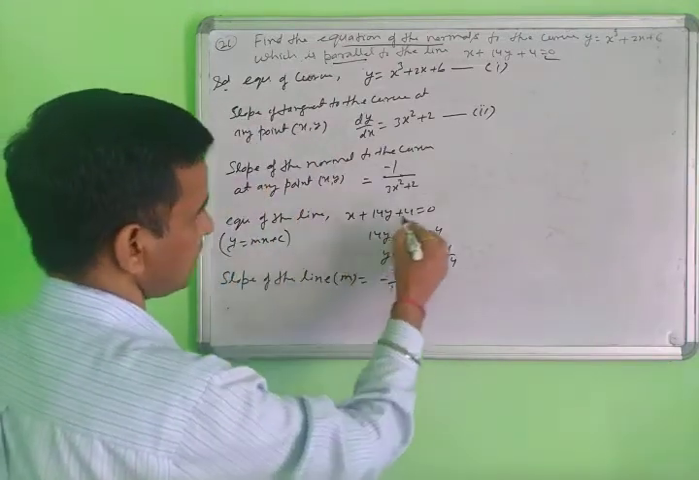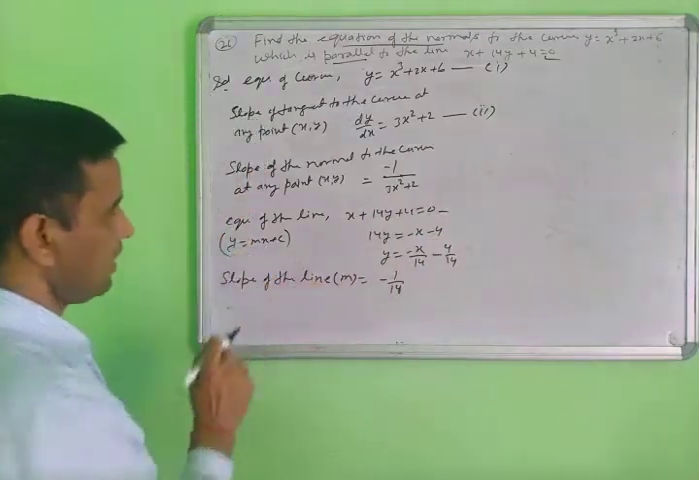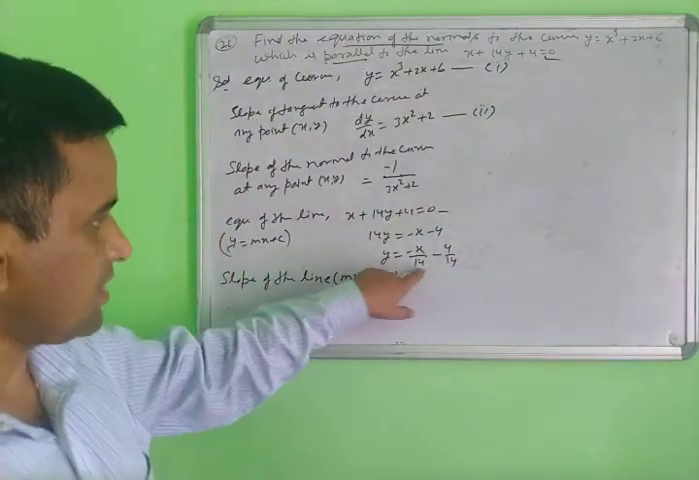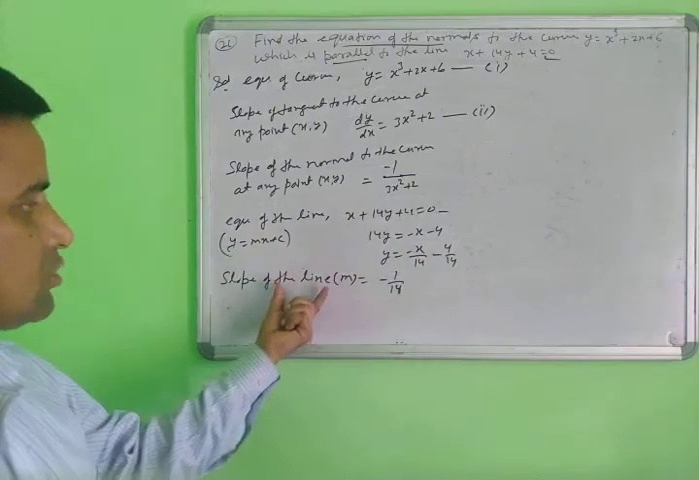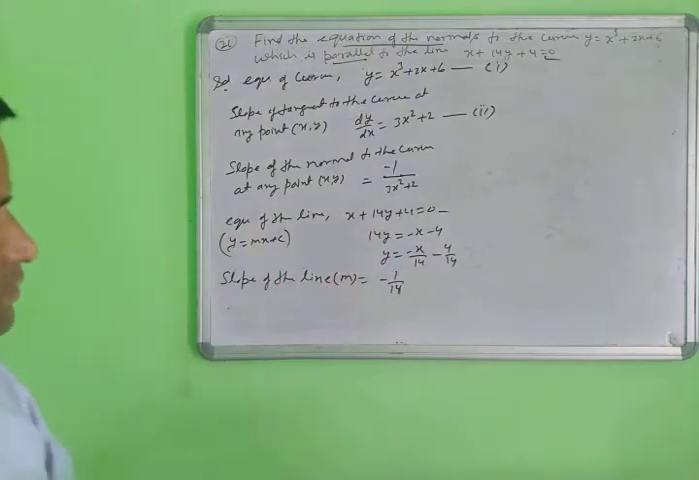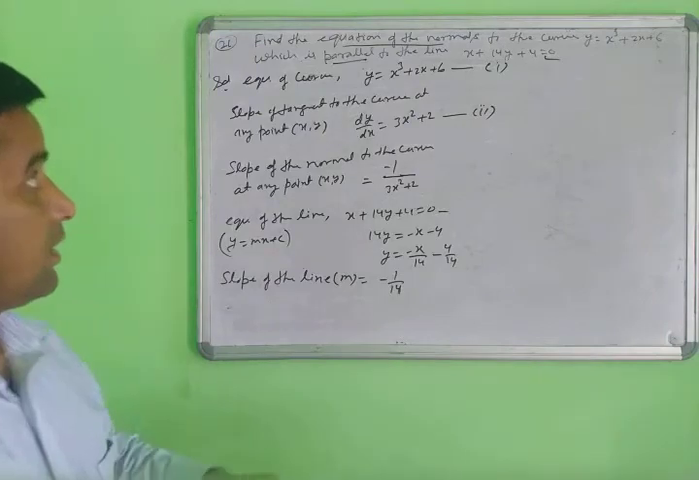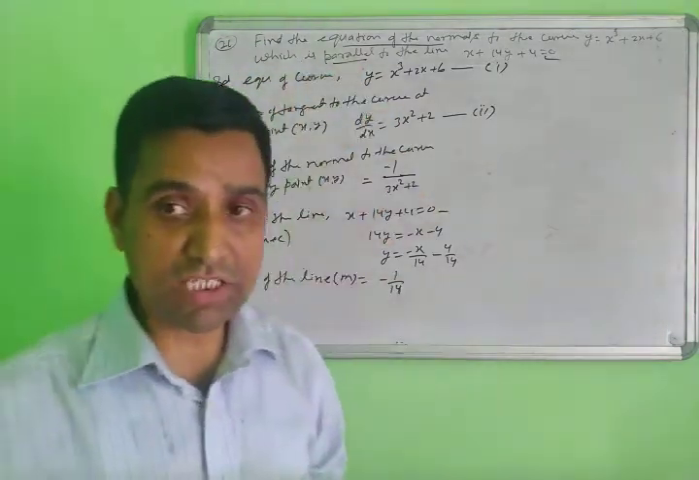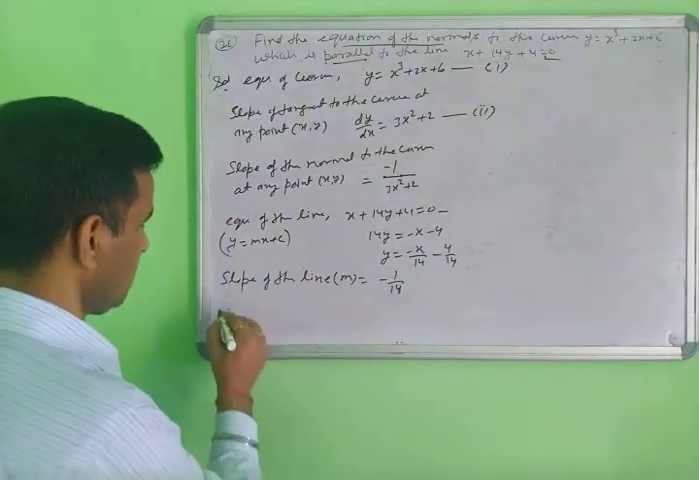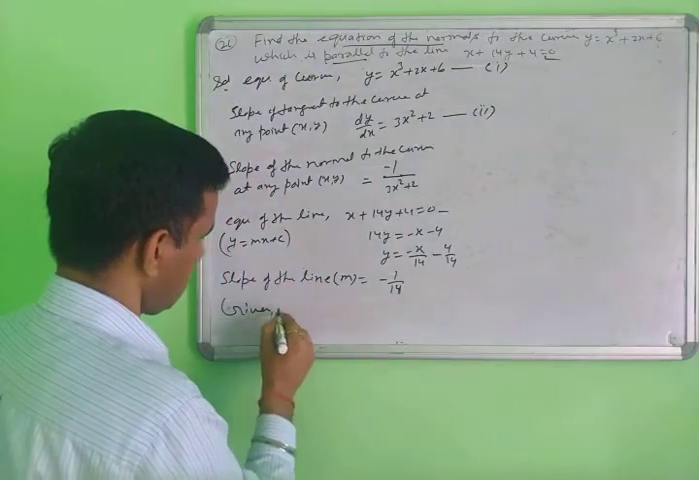So the slope of the line, we are comparing here m: the value of m equals minus 1 upon 14. That means this is the slope of the line. Next point, you read the question here, the condition given here is parallel. This normal is parallel to the line, the given condition here.